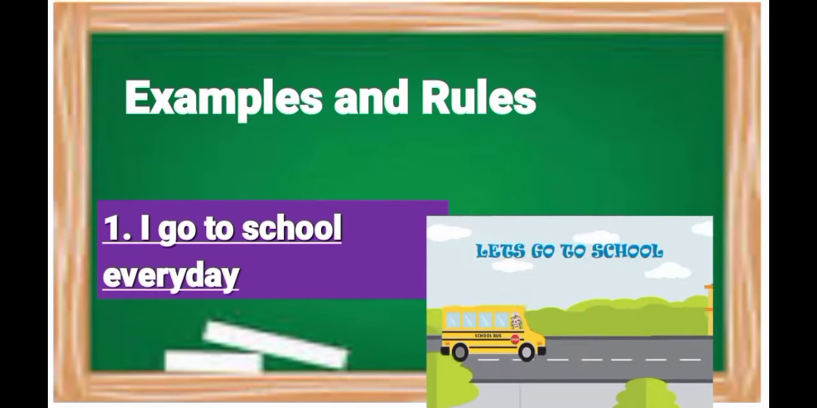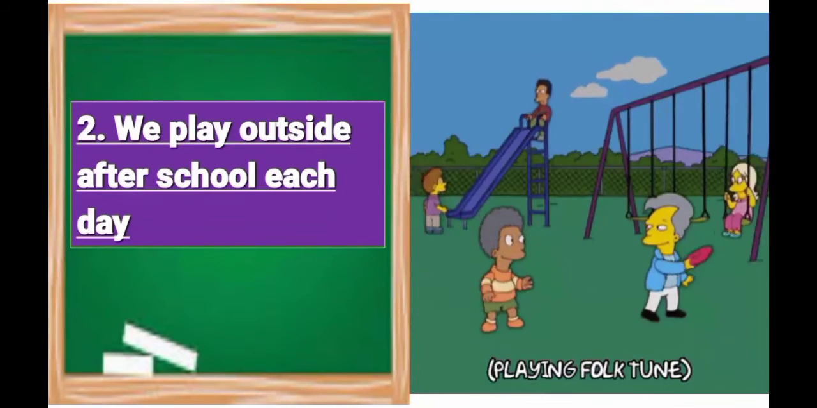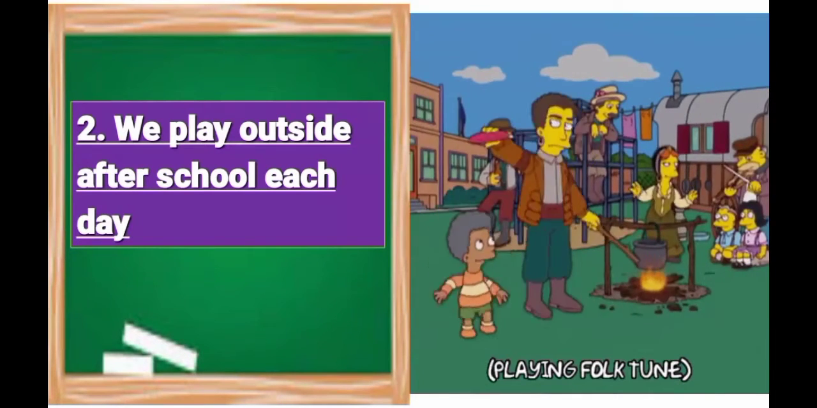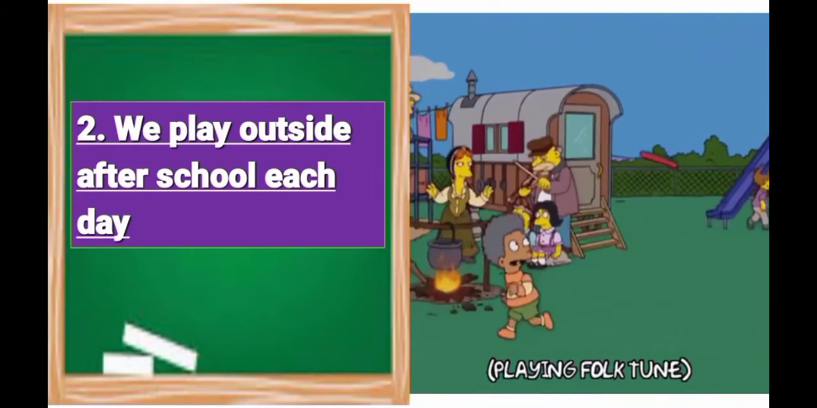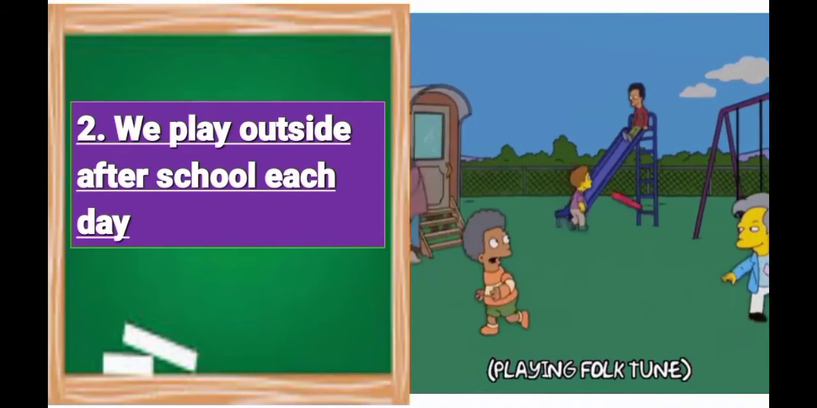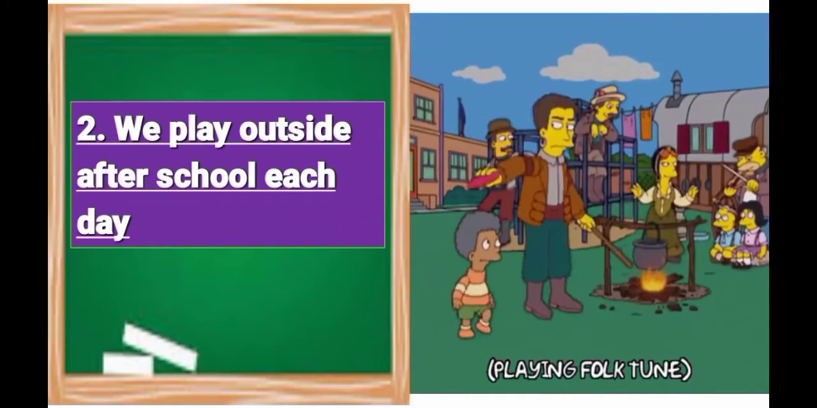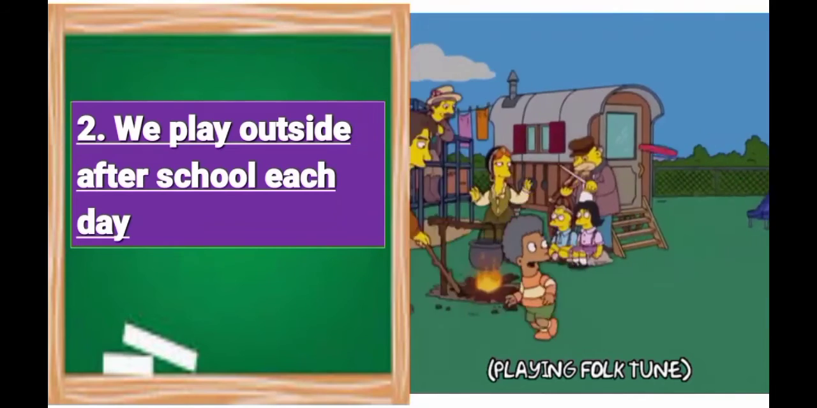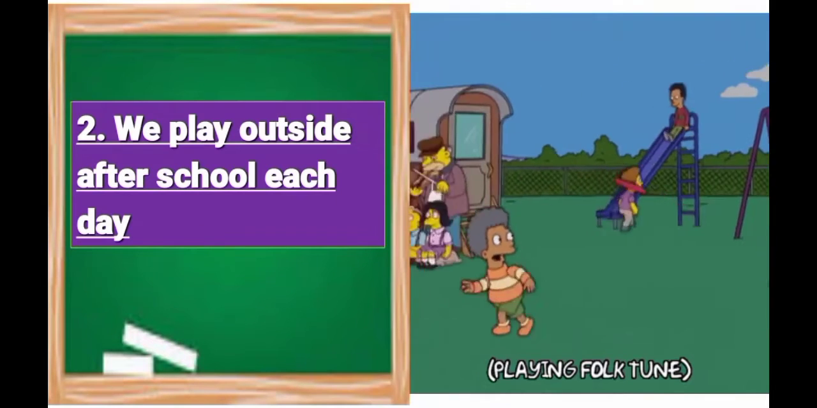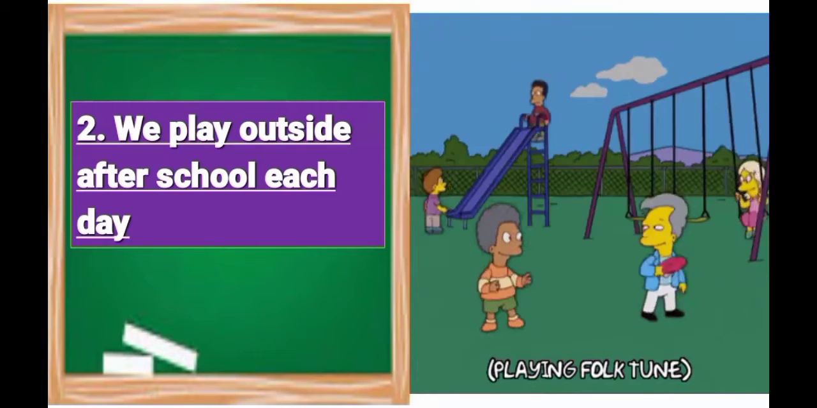Another example is: We play outside after school each day. In simple present tense, we describe this as an unchanging situation or habit because after school each day they always play. So we can still call it an unchanging situation or habit.